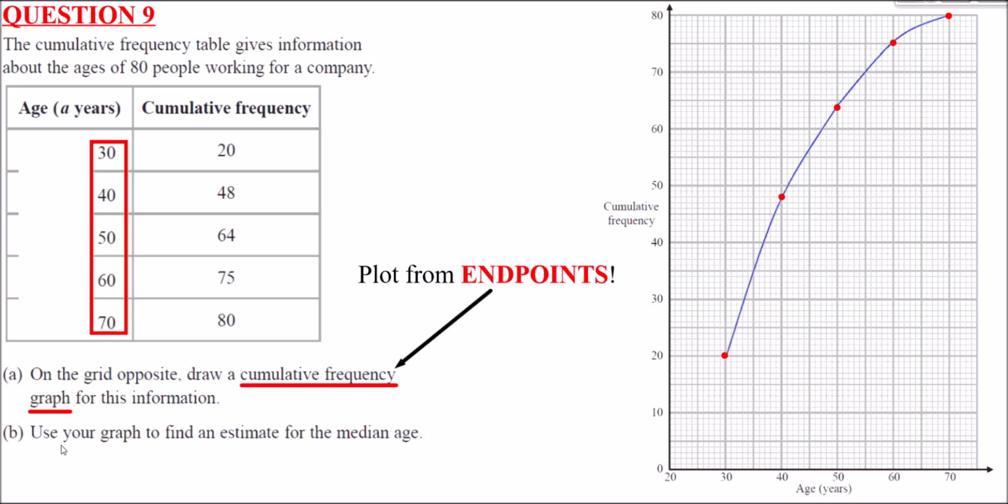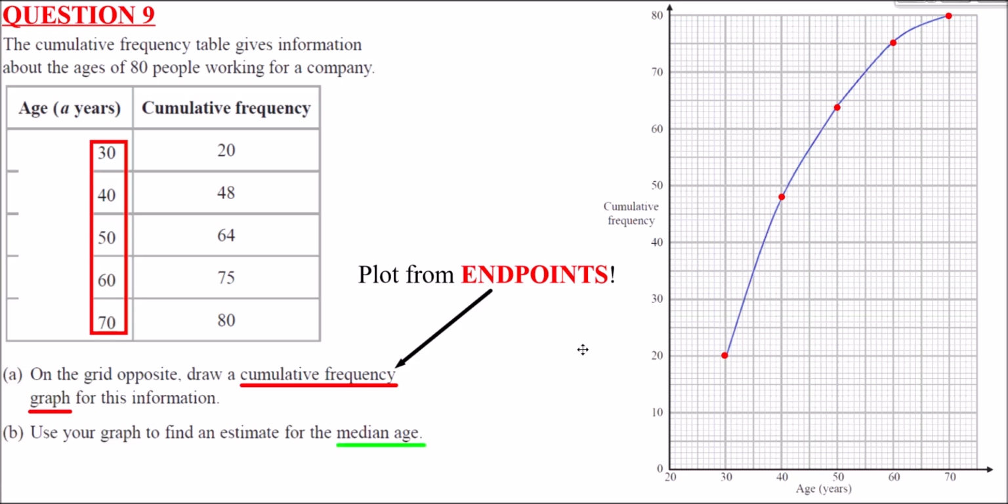For part B, we're now going to use this graph to find an estimate for the median age. Median means the middle age. So if there's 80 people, imagine stood in a row from youngest to oldest, the person in the middle would be about the 40th. So I'm looking for an estimate of how old the 40th person is. So I'm going to read off my graph at 40 and then go down to find that age.